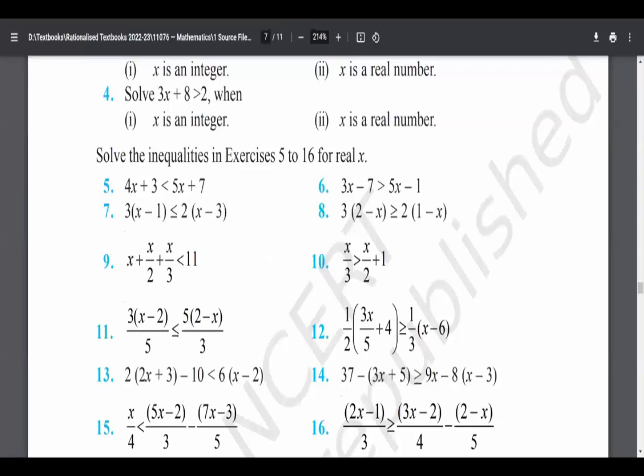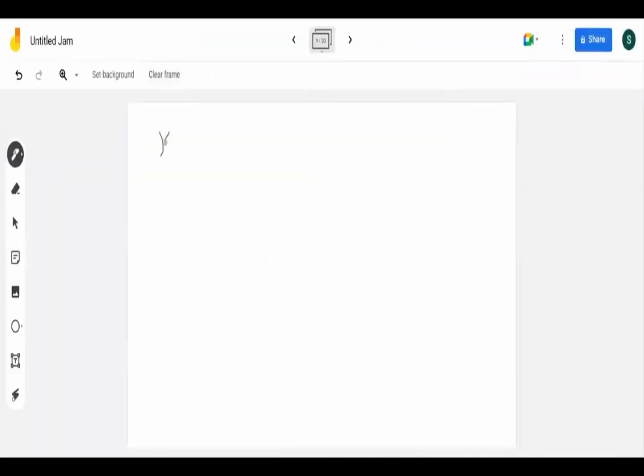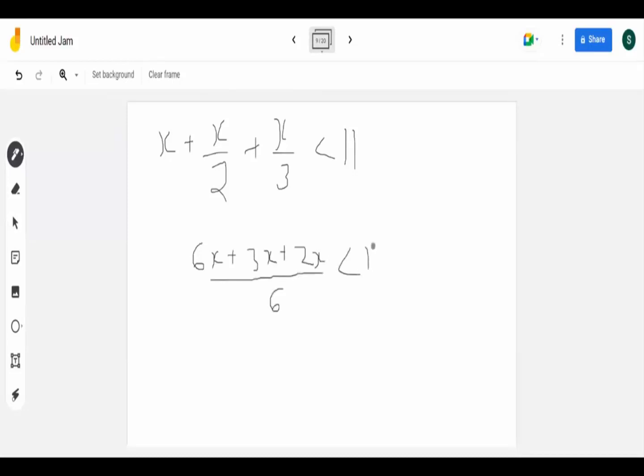That is x plus x by 2 plus x by 3 is less than 11. So here we can take the LCM. If we take the LCM, we get 6x plus 3x plus 2x by 6, with LCM 6, is less than 11. Multiplying both sides by 6, you can see this is 6 plus 3, 9 plus 2, 11x is less than 66. Divide by 11 on both sides to get x is less than 6.